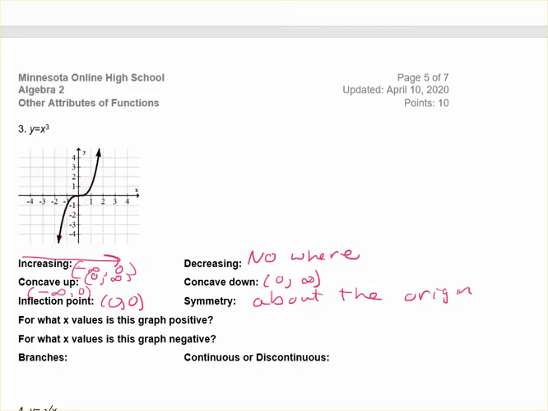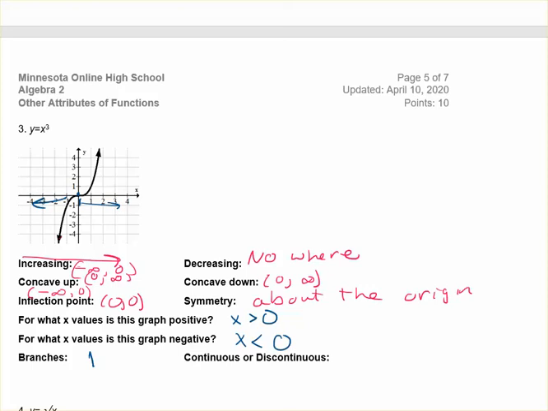So let's look at the positive part. The positive is when it's above the x-axis. So what we want to know is what is x from here to here when it's above the x-axis. So it is positive when x is greater than 0. Not 0, because it looks like at 0, it's exactly at 0. For what x values is this graph negative? So that is when it's below the x-axis. It looks like when x is less than 0, this function stays negative.